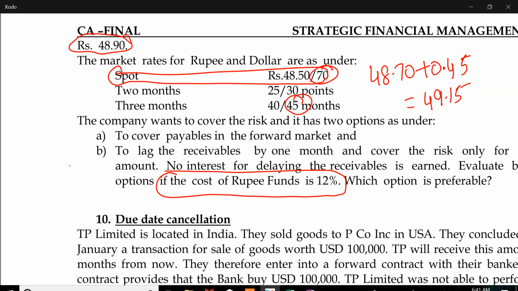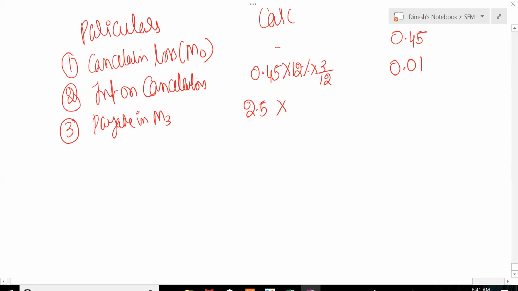It would have been entered in day 0. 2.5 lakhs into what rate? 49.15 into 49.15.